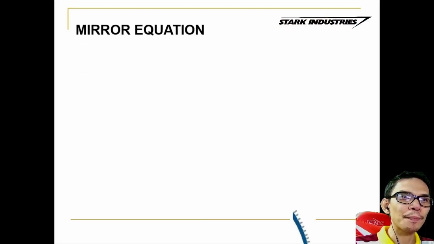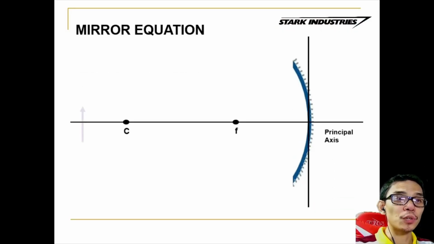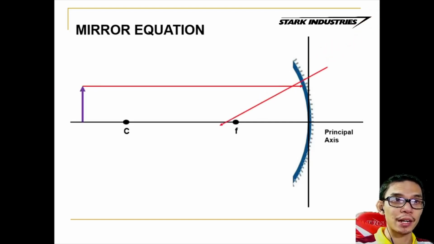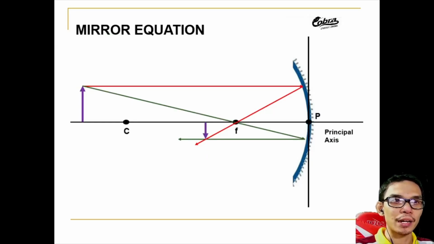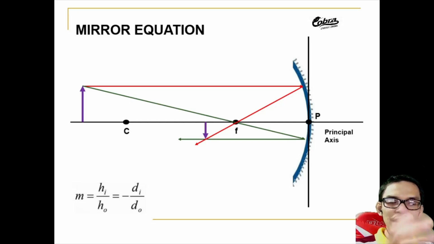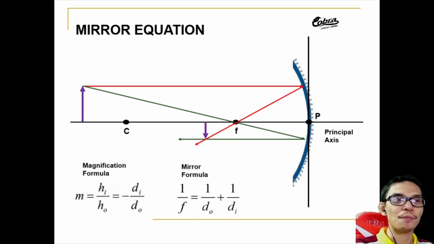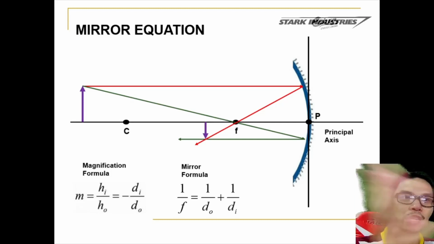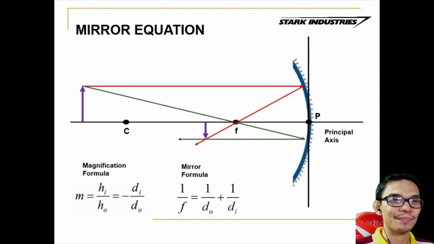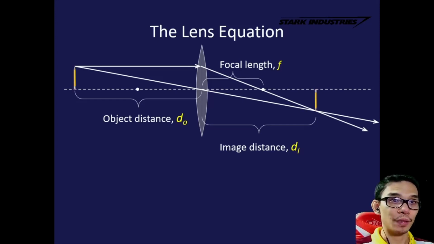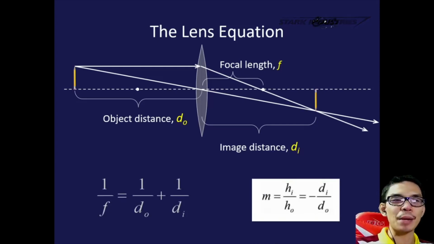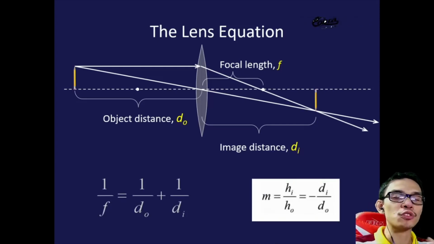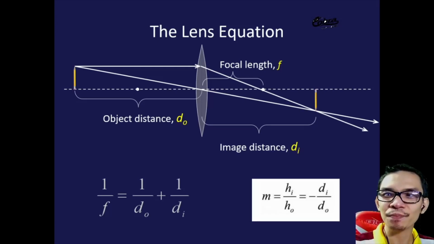To sum it all up, the mirror equation that we used in our video lesson for this episode. As you all know, the ray diagram is very limited. So we use these equations that we have over here, the mirror formula and the magnification formula. And for the lens equation, basically it's the same thing. We have the lens formula and the magnification formula in order to solve word problems related to lens equations.